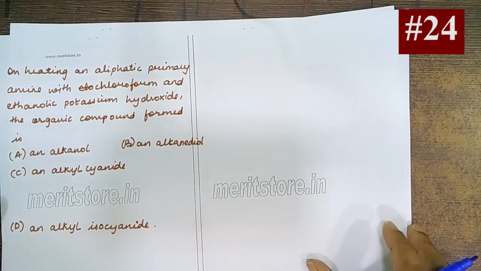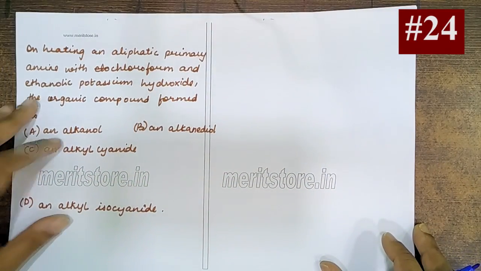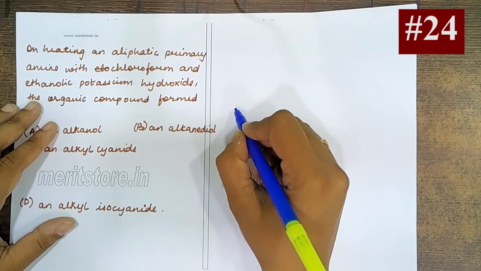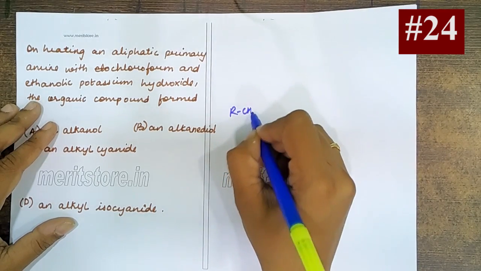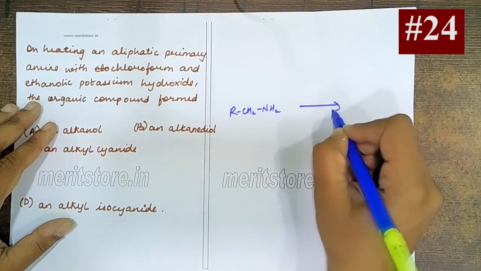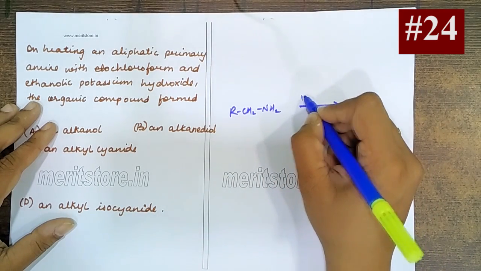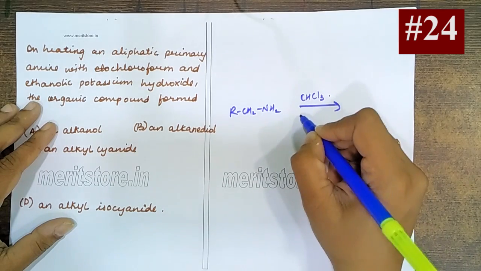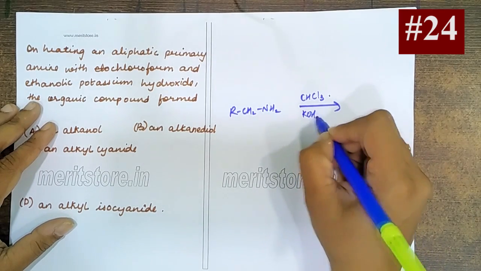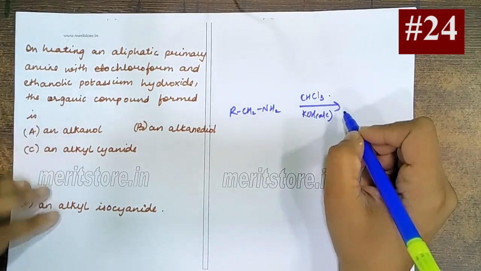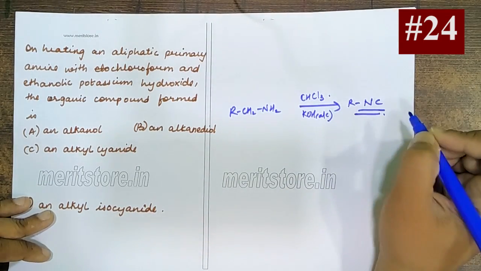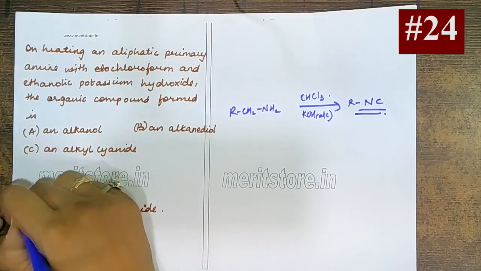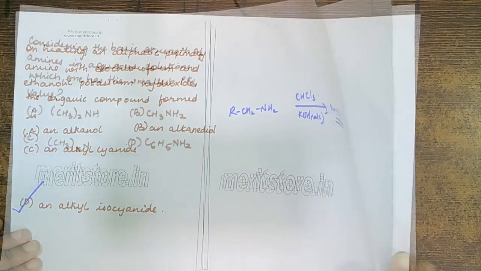On heating an aliphatic amine with chloroform and ethanolic KOH, so an aliphatic amine is there, simply RCH2NH2, which on heating with chloroform CHCl3 and ethanolic KOH, so alcoholic KOH, this is the isocyanide test, which gives the corresponding isocyanide with the foul odor. So option D, alkyl isocyanide.